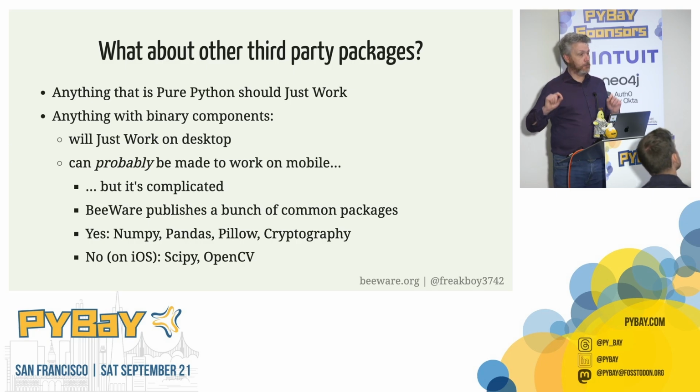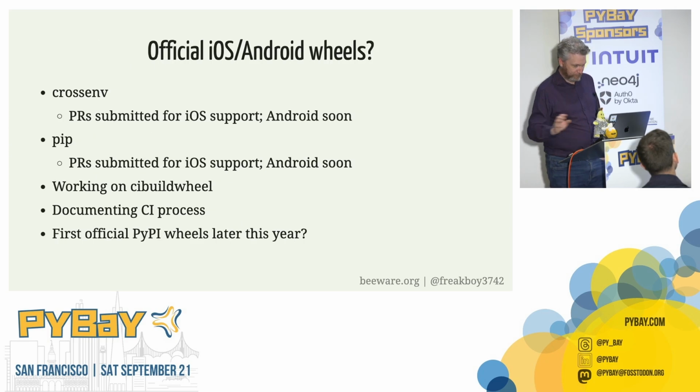We have built a bunch of common packages: NumPy, Pandas, Pillow, some older versions of cryptography. We are a small team though, and compiling the universe takes time. We have documented the process of adding a build recipe, but some packages are harder than others. Unfortunately, SciPy and OpenCV are the two commonly requested packages that aren't available on iOS at present because they need a Fortran compiler, and there isn't a Fortran compiler for iOS. We're working on that. This is something we're hoping will change very soon.